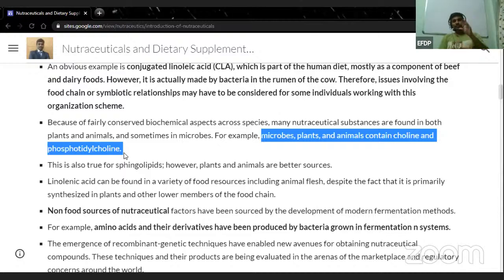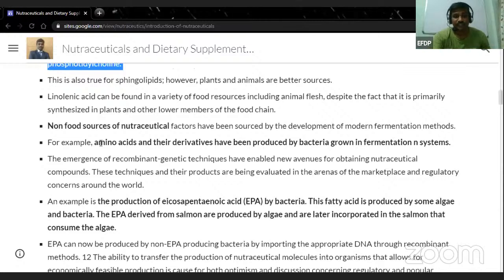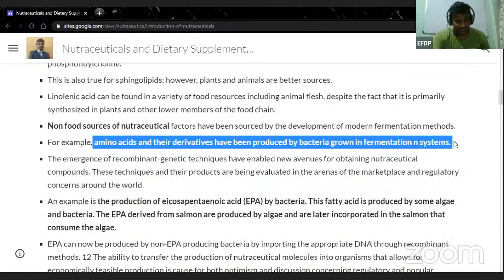Means what? The actual food we are not giving as such. We are processing it with the help of plants, microbes, and animals, and converting it into an edible form, and that is known as a non-food source. What is an example? Amino acids and derivatives of amino acids, produced by bacteria grown in a fermentation system, are known as a non-food source. I hope you are understanding.